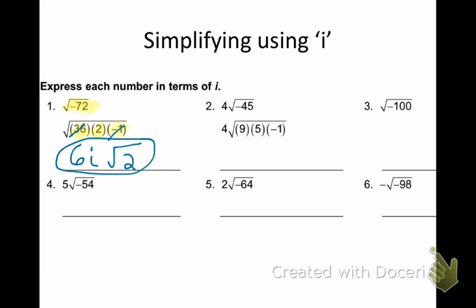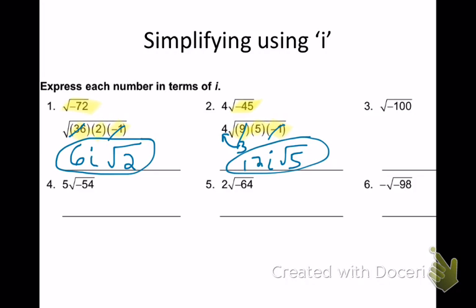Number 2, I have 4 square root of negative 45. I want to break down the square root of negative 45. Well, the perfect square that goes into 45 is 9, 5, and then I have negative 1. What's the square root of 9? 3. So take 3 times 4 and I get 12. What's the square root of negative 1? i. And then square root of 5 can't break down, so it's going to stay inside. 12i square root of 5. Wait, so you multiply?